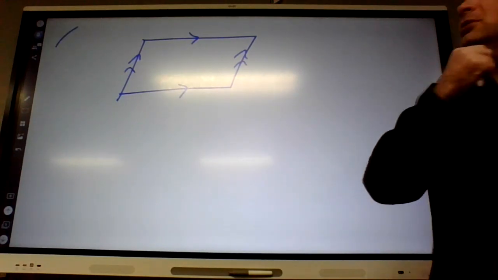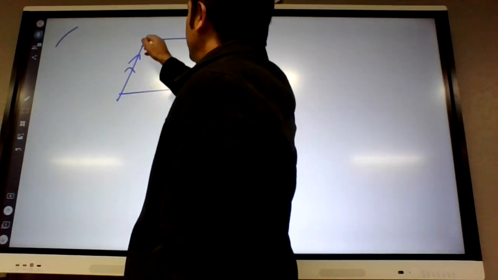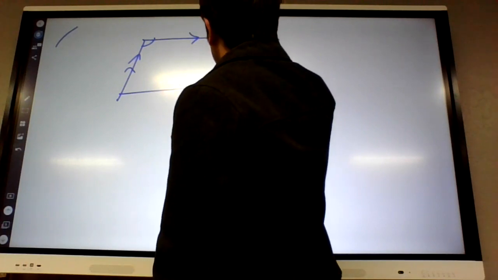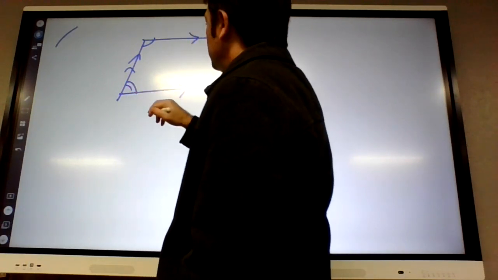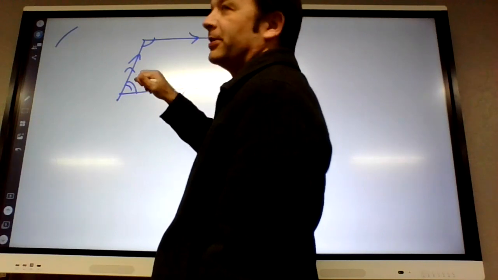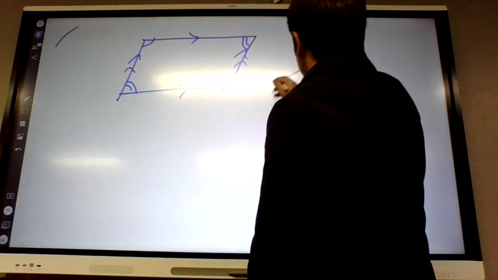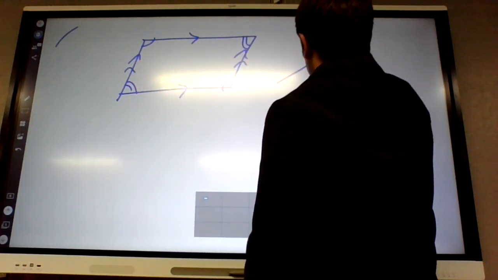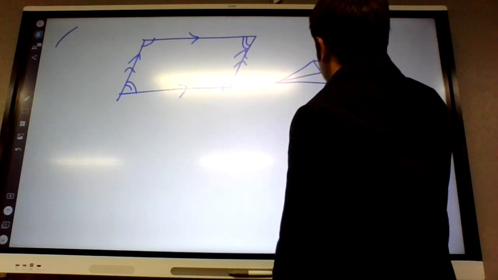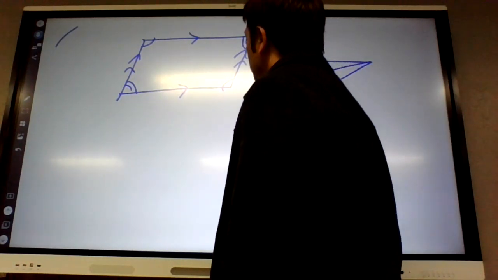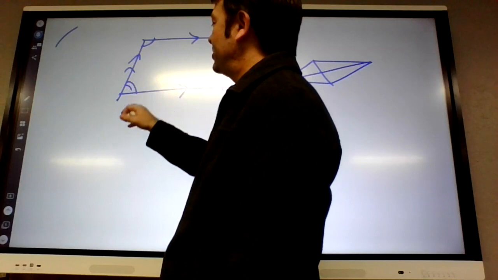Opposite angles are congruent. Isn't it that the diagonals are the same? I forgot the word. No, they're not. Diagonals are not the same because it could look like this, short and long. Consecutive angles are supplementary, that's three.